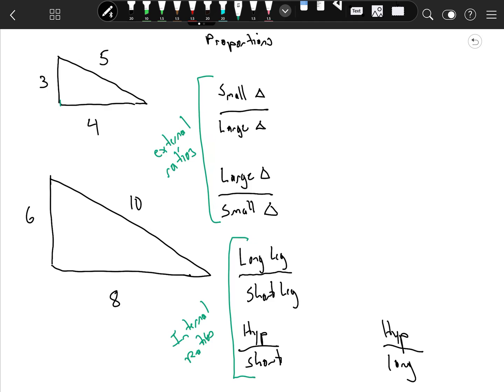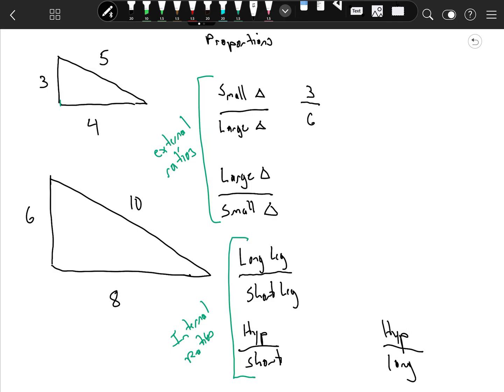So I've got two triangles over here. I've got a triangle with side lengths 3, 4, 5, and then with side lengths 6, 8, 10. And we're going to set up some proportions so you can kind of see what's going on here. So I'm going to do, let's just do some black. A small triangle over large triangle. Well, small triangle, let's start with 3. And the side that corresponds to 3, that's the small side, is 6.